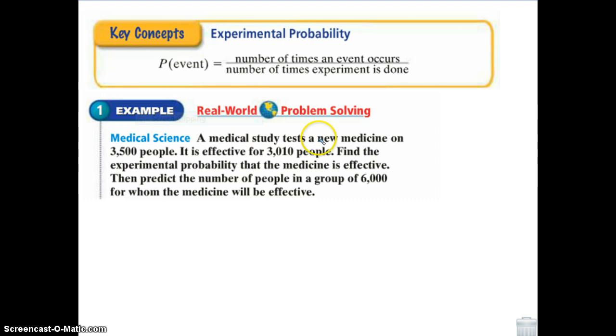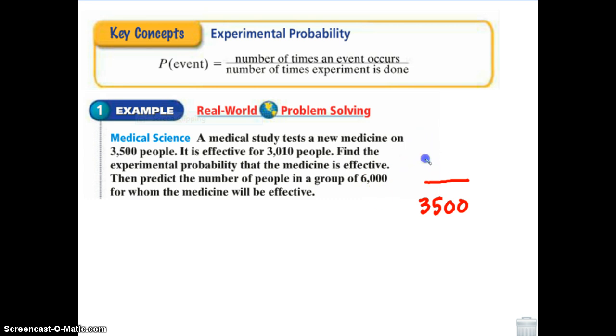A medical study tests a new medicine on 3,500 people. It is effective for 3,010 people. Find the experimental probability that the medicine is effective. Now they tell us how many total people, so we should know from yesterday that the total amount goes on the bottom. Okay, so what goes on the top?